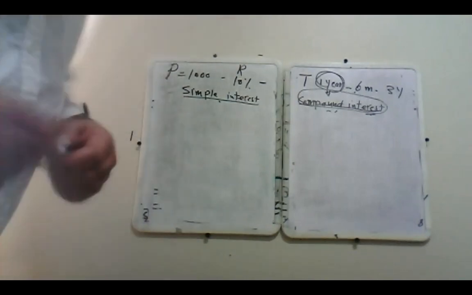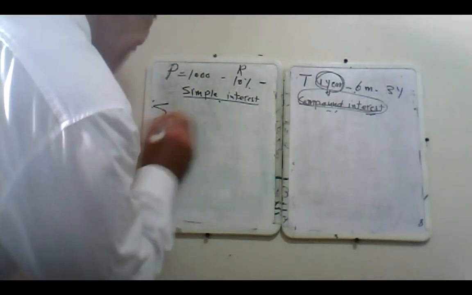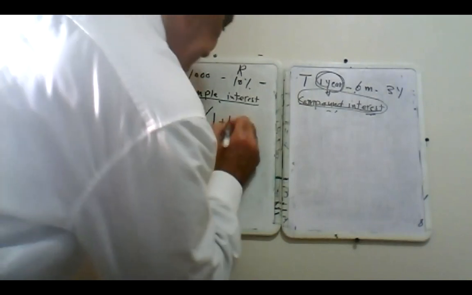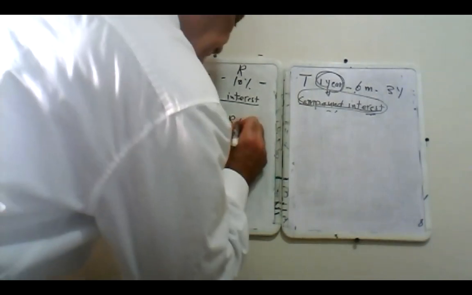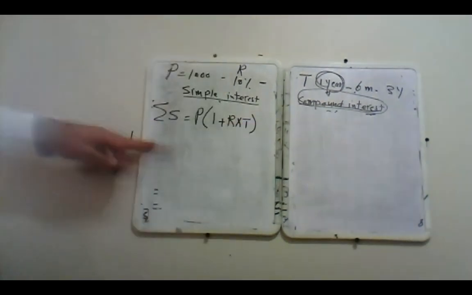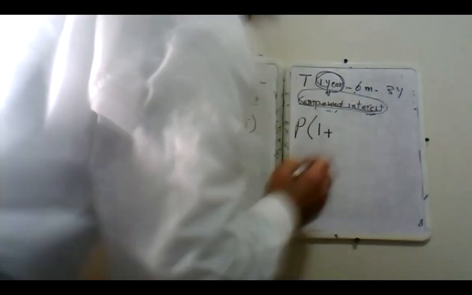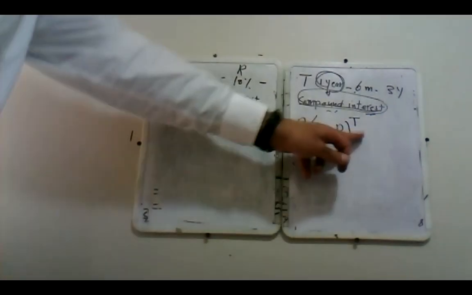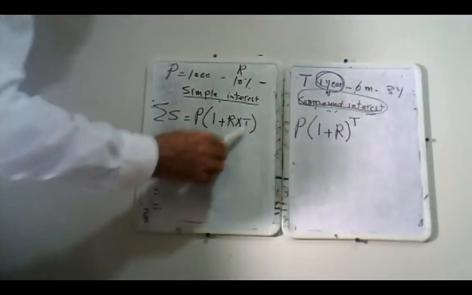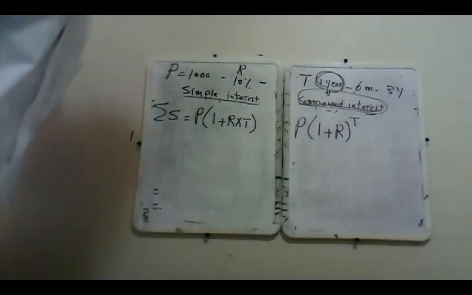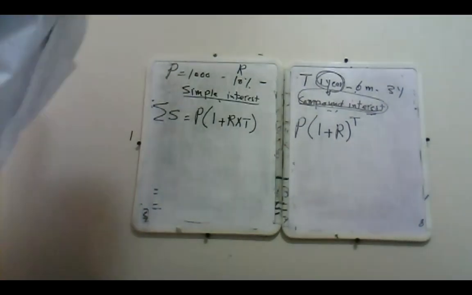Now, let's see again. The simple interest means that the future value equals P, which is the principal, multiplied by 1 plus R, the rate, multiplied by T, which is the time. This is for the simple interest. But for the compound interest, it will be like this: P multiplied by 1 plus R, the rate of interest, but this is to the power of the time. The difference is that T in the simple is inside the bracket, while in the compound, T is the power of the brackets.